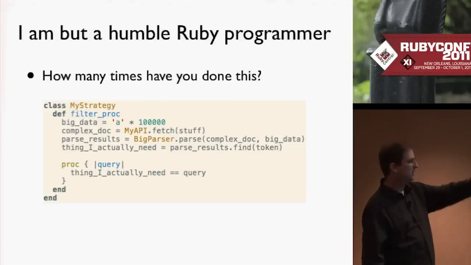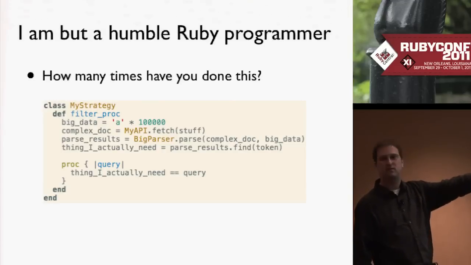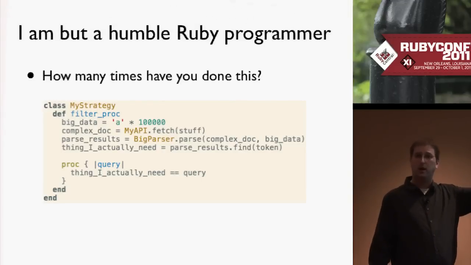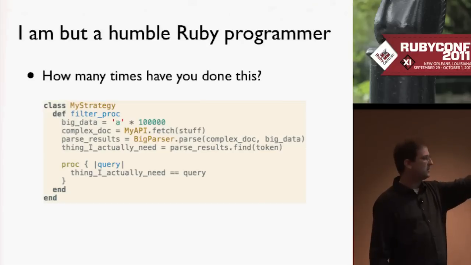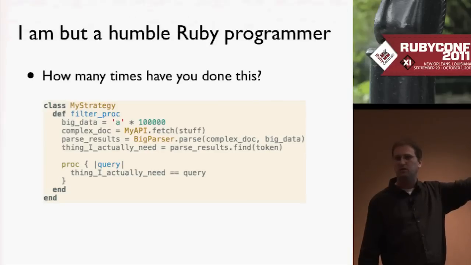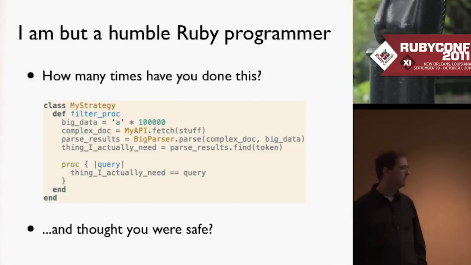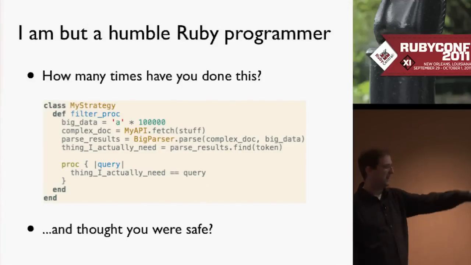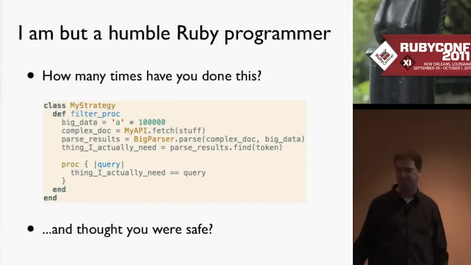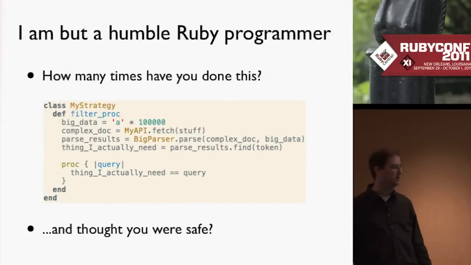Well, guess what? Anybody who gets a handle on that proc could call binding on it and could reasonably, according to Ruby, expect to grab any of these other variables. They all remain live so long as your proc remains live. Your giant data, your big DOM, all the parser, they aren't going to get collected. So you thought you were safe by just passing a little tiny proc. Mm-mm. That proc carries a lot of baggage with it.